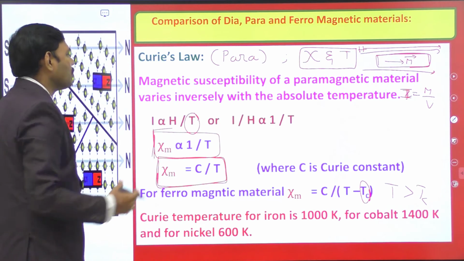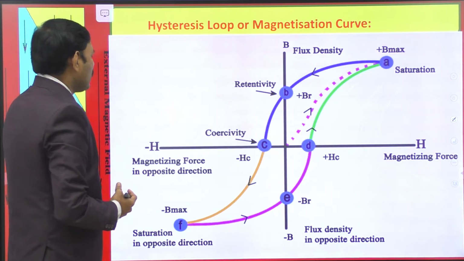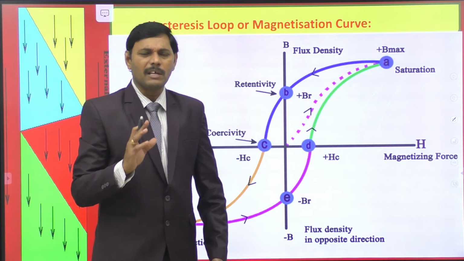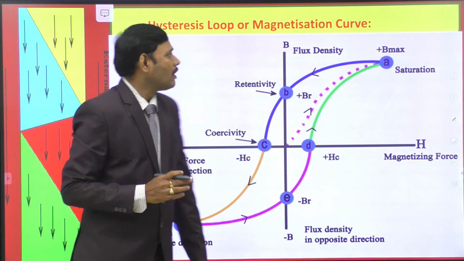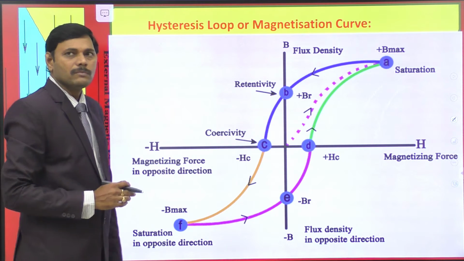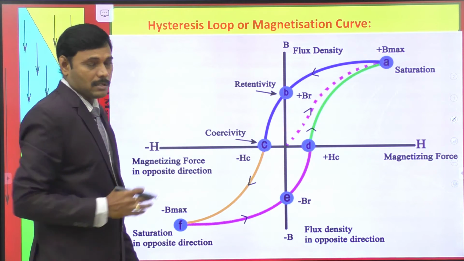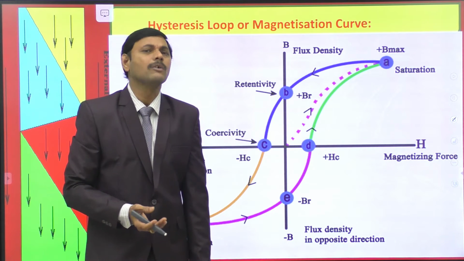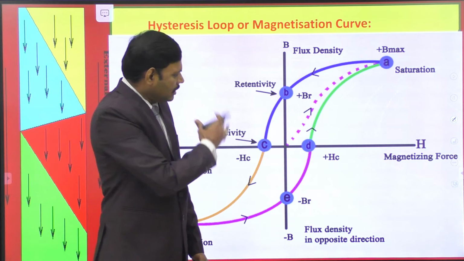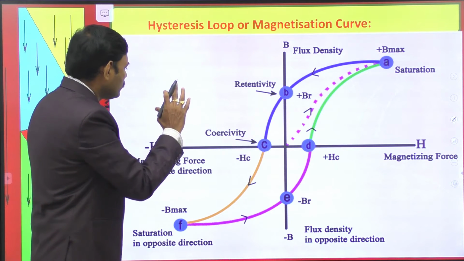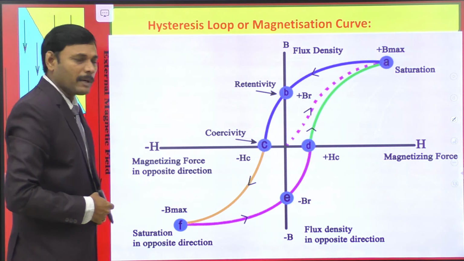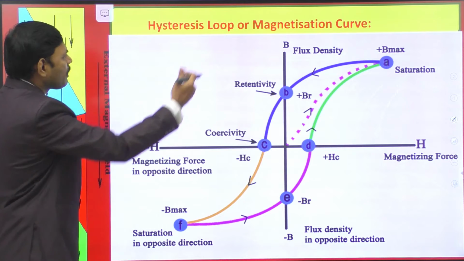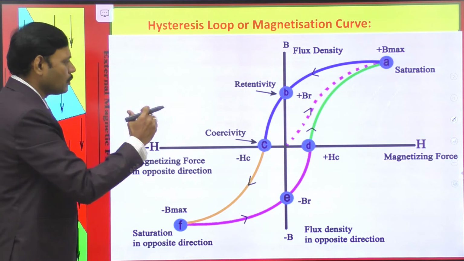So this is about Curie's law. Students, we are going to discuss one more very important phenomenon of magnetism. With this we come to the end of the theory part of magnetism and matter. In the next video, we go for the numericals. But in this video, I would like to discuss one more important phenomenon of magnetism, that is the hysteresis loop of the magnetization curve.